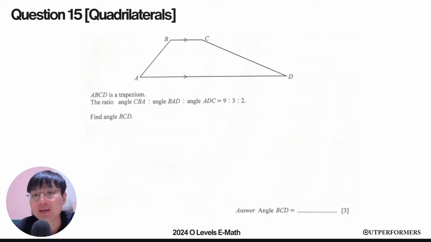Next up, we have quadrilaterals. Okay, so this question 15 is very interesting. Usually they don't really just show you one quadrilateral and ask you to find it. We have a trapezium right here, and that's when you have to think about what the properties of a trapezium are when you start this question. So ABCD is a trapezium, and we have the ratio of angles CBA, BAD, and ADC to be 9:3:2. And we want to find the angle of BCD.